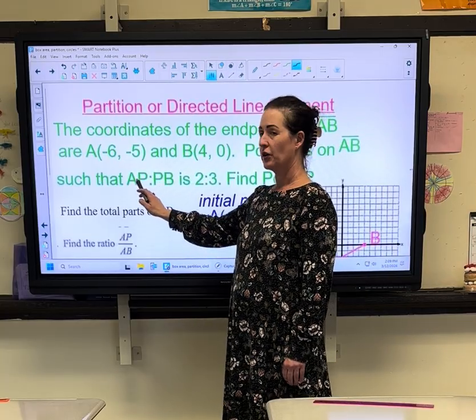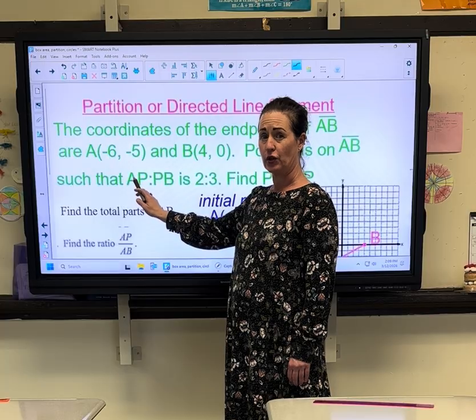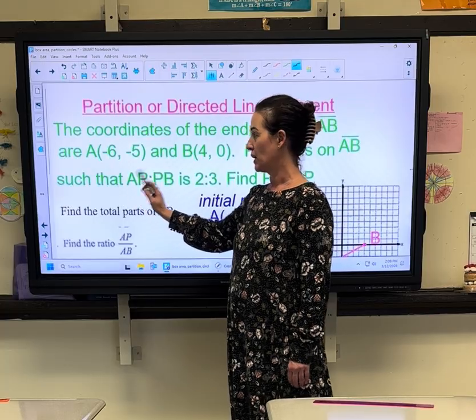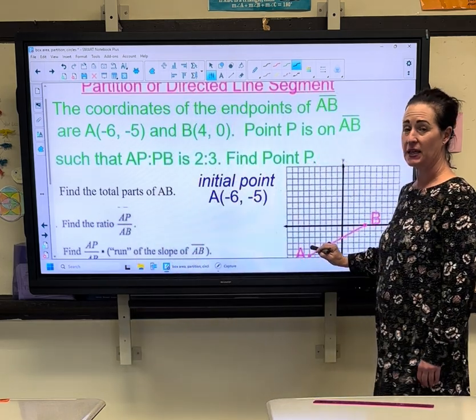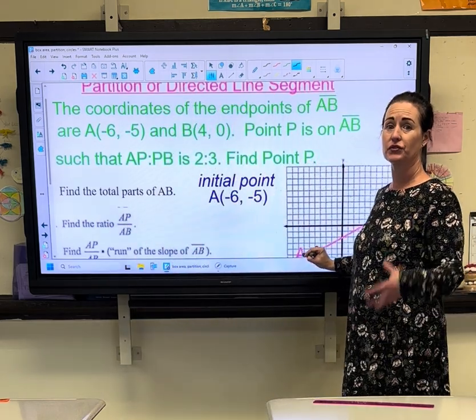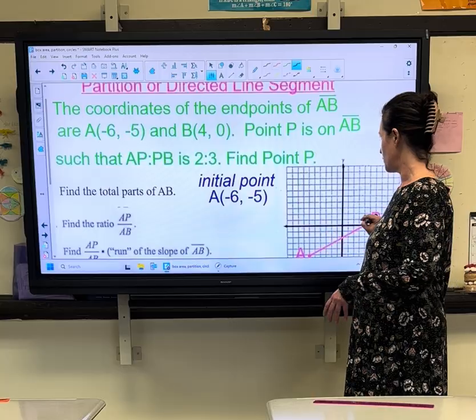So that first letter A is always your initial value, your starting point. So on the little graph I already did, that means here at A is my initial point of where I'm starting. And then the segment goes to B.